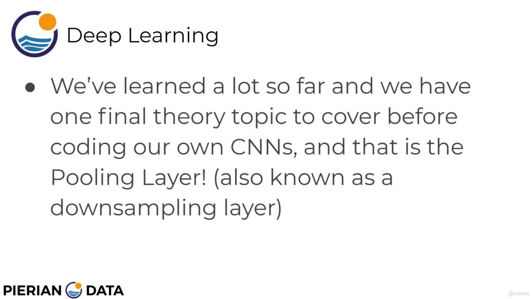Now we've learned a lot so far, and we have one final theory topic to cover before coding our own convolutional neural networks, and that is the pooling layer, also known as the downsampling or subsampling layer. Once we understand how the pooling layer works along with the convolutional layer, then we have all the pieces we need to create our own convolutional neural network, and then we'll revisit that MNIST dataset problem. So in the next lecture, let's go ahead and discuss pooling layers. I'll see you there.